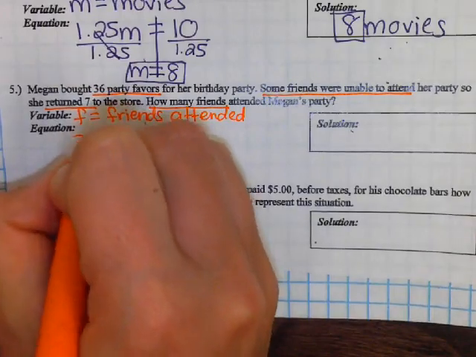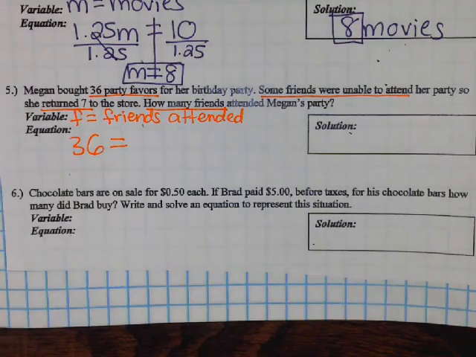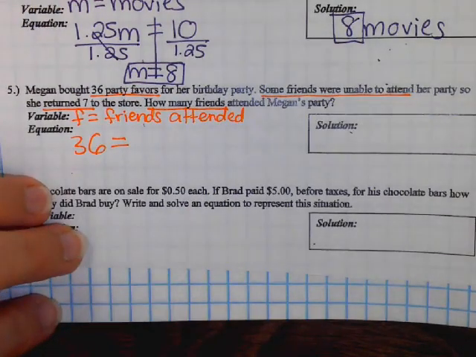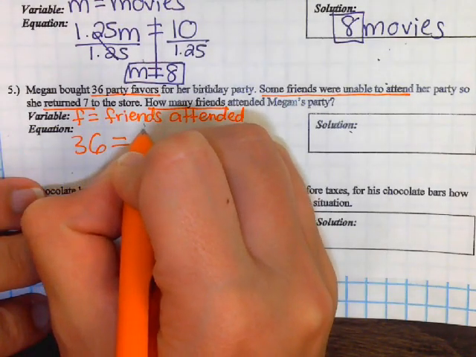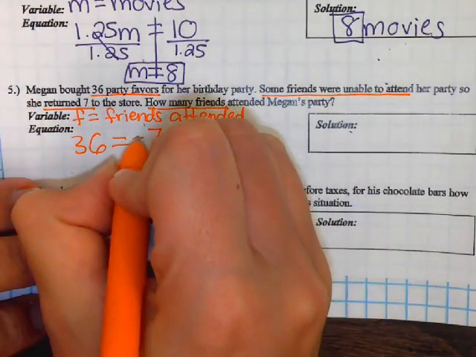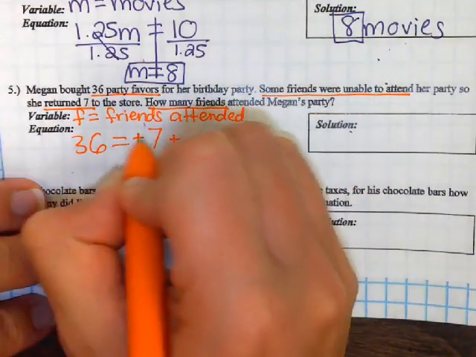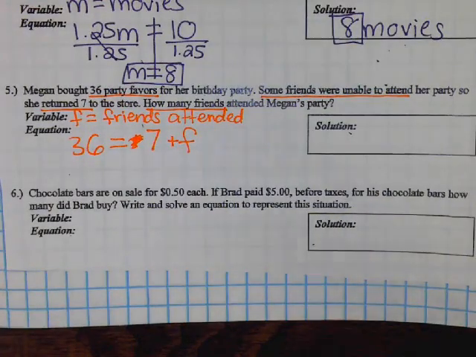She started with 36 party favors. That's how many party favors she had. That's how many people she invited to her birthday party. Some friends were unable to attend for whatever reason. So those friends who couldn't attend, plus the friends who did, that should equal 36, right? So she returned 7 to the store, so she added 7. She returned the 7 plus the number of friends that came. So the 7 she returned plus the friends who came.